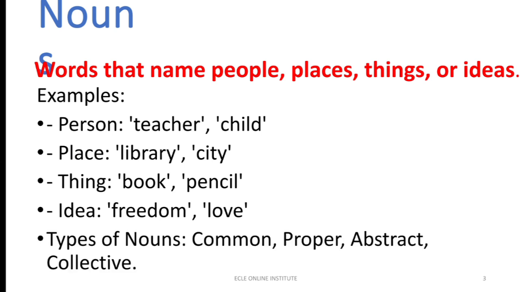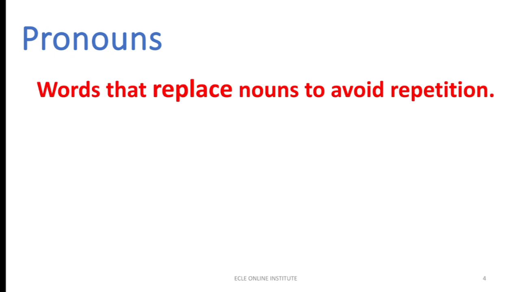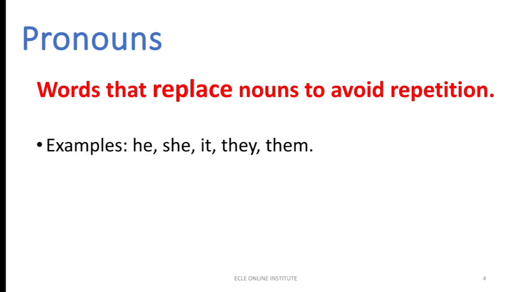Types of nouns are common noun, proper noun, abstract noun, and collective noun. So these are the simple meanings of noun. Next is pronoun. What is a pronoun? A pronoun replaces a noun to avoid repetition. So pronoun is used to avoid repetition. We can say that a pronoun is used in place of the name of the noun. For example, pronouns are he, she, it, they, them.